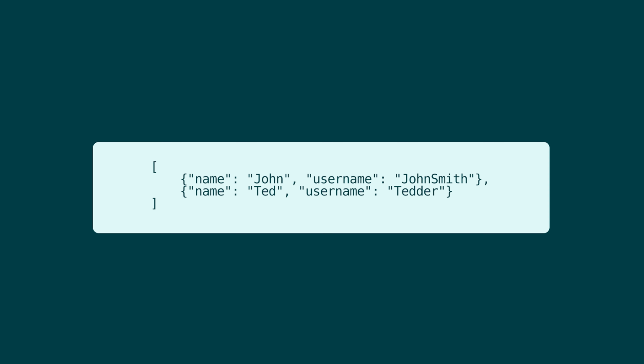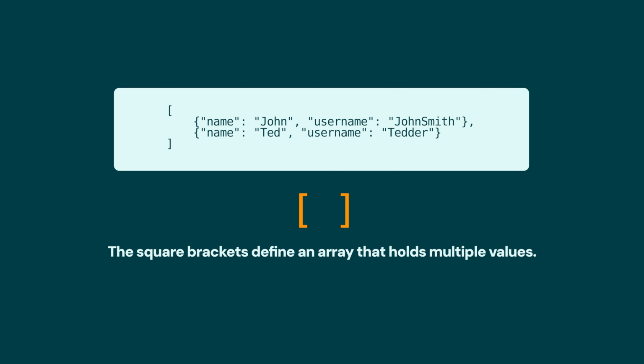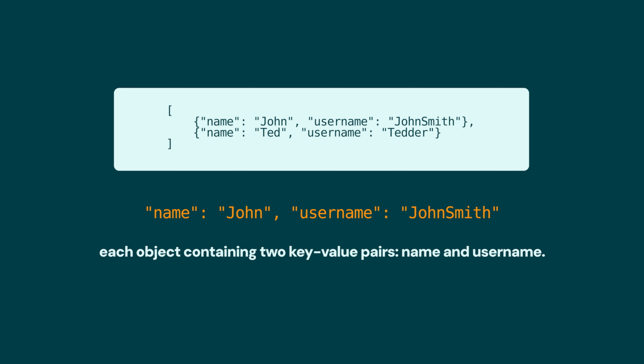But JSON data can also start as an array and hold objects. Here's another example. In this case, we have an array with two objects, each one containing a name and a username. Or, to break it down for you, the square brackets define an array that holds multiple values. The curly braces indicate an object, in this case each object containing two key value pairs, name and username.